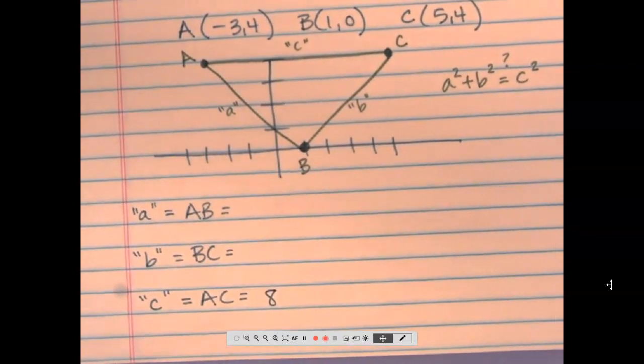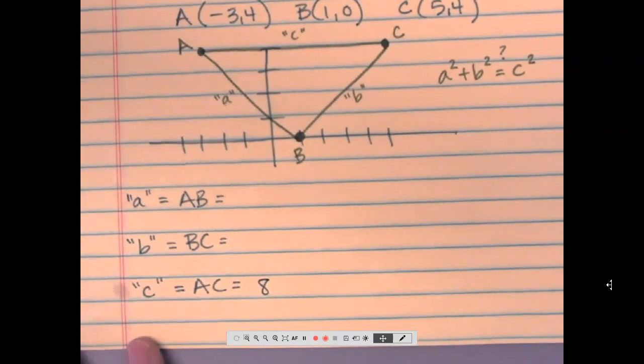I'm done. I have the easy one. Find your lengths, and then we'll just compare and share answers. Leave it as a radical.